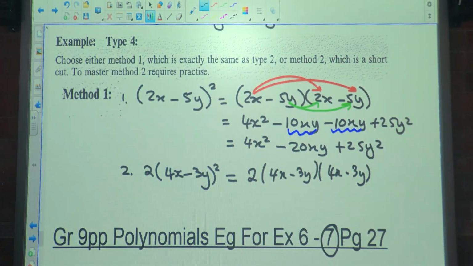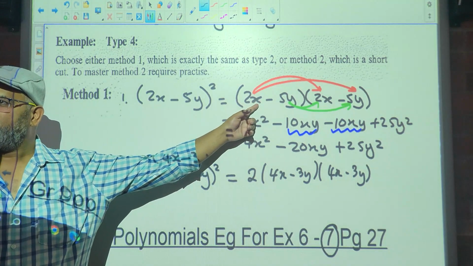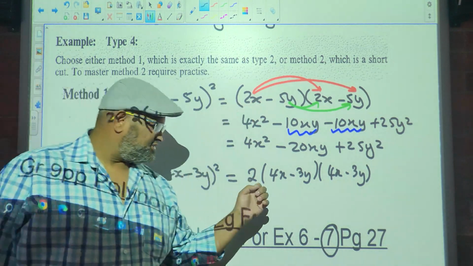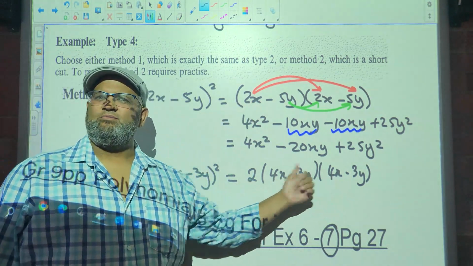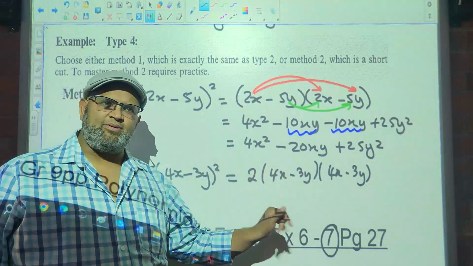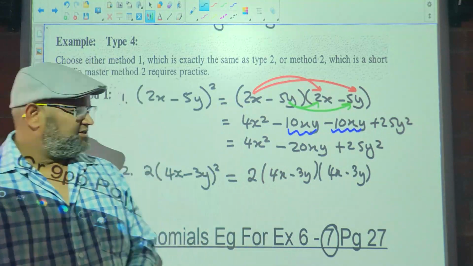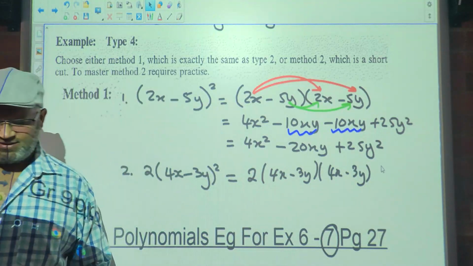Now we can apply this distributive law again. Often you will see me multiply the brackets out before I multiply the 2 in. But if you multiply the 2 in, it's no problem. Just multiply it with one bracket only. So do that calculation quickly.